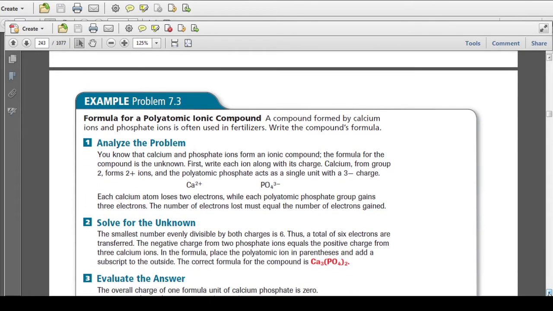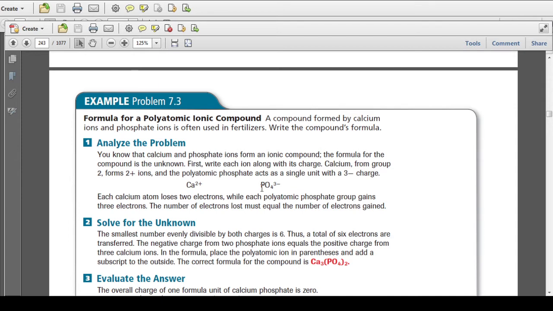A compound formed by calcium ions and phosphate ions is often used in fertilizers. Let's write the chemical formula for that. Again, let's look at our periodic table. We'll see that calcium is a group 2 element, which means it's going to have a plus 2 charge. We also know that phosphate is a polyatomic ion that has the formula PO4 minus 3. We're going to swap those charges so that they become subscripts.